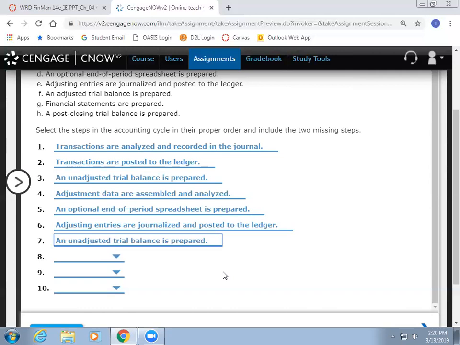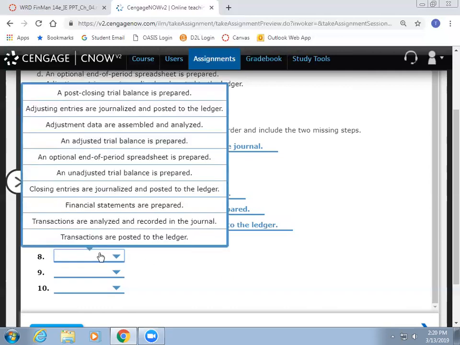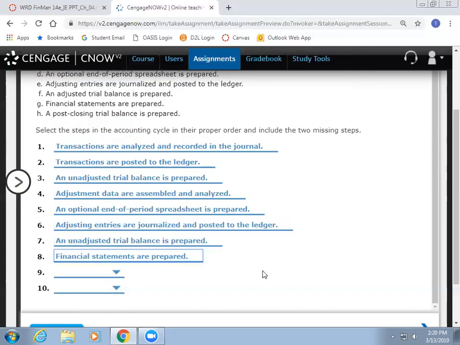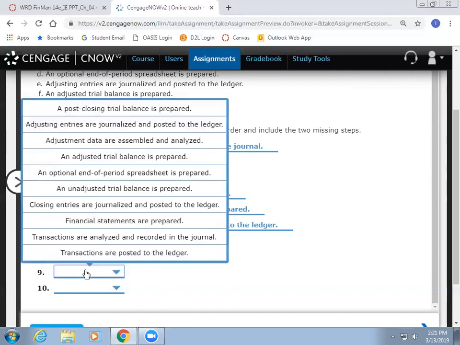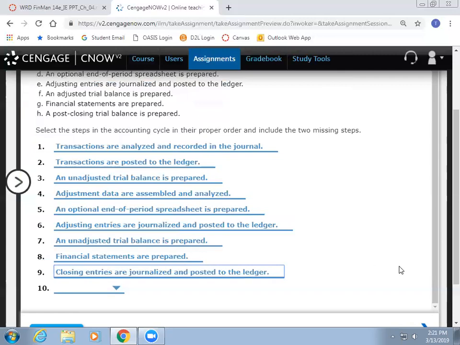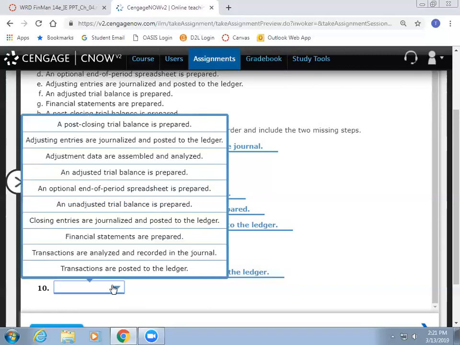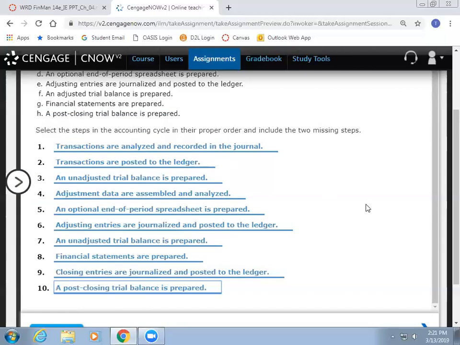And then in this chapter, we are going to prepare financial statements. That's step 8, financial statements are prepared. Then on step 9, we're going to do our closing entries, which we're going to do in the next couple of exercises. And last but not least, a post-closing trial balance is prepared. Okay. So those last 3 steps, it's important to understand just the order in which things are prepared.